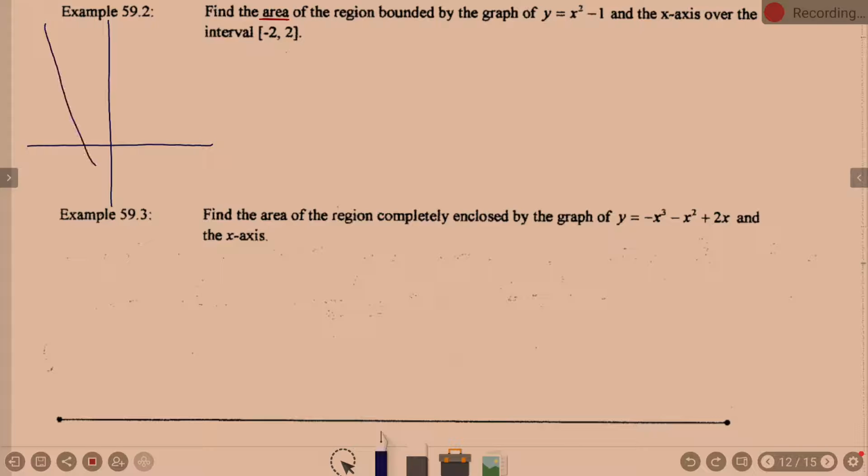I don't like the way I drew that. Maybe a little bit better. Okay. It is a parabola moved down 1. Now, specifically, we're going over the interval from -2 to 2. And as we do that, we need to know a little bit about this graph. This is 1 down.